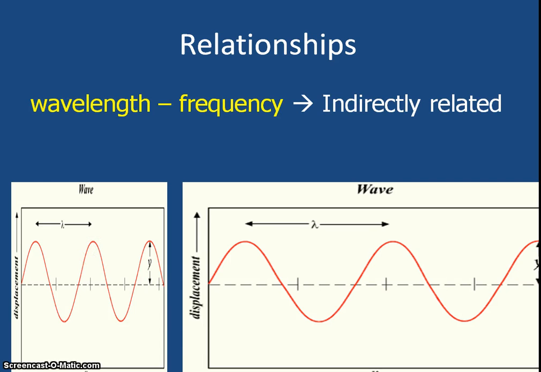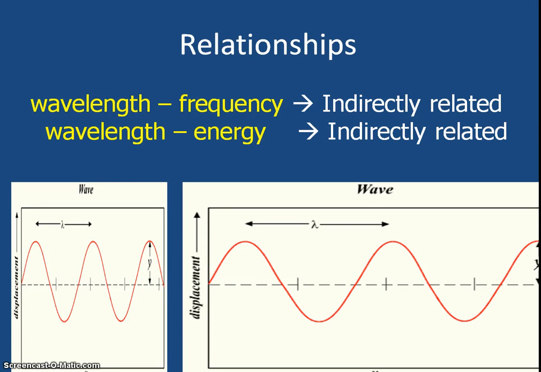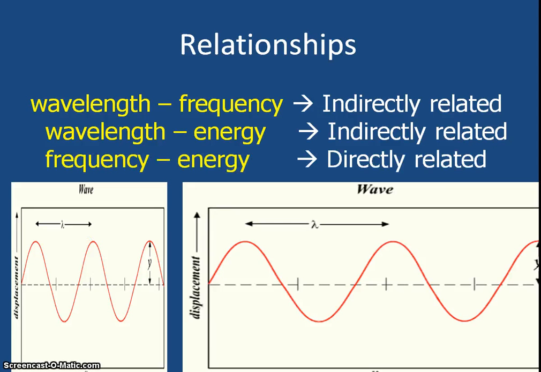That's an indirect relationship because as one goes down, the other one goes up. As you shorten the wavelength, the frequency would increase. Another word for that is inverse relationship. So you could see inverse or you could see indirect. When we're looking at wavelength and energy, the shorter the wavelength, the higher the energy. So again, it's an indirect or inverse relationship. But frequency and energy are directly related. So the higher the frequency, the higher the energy.